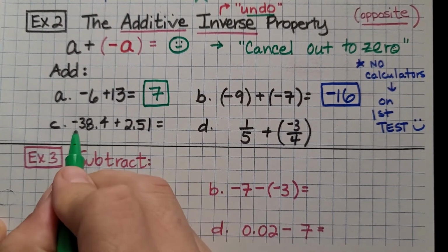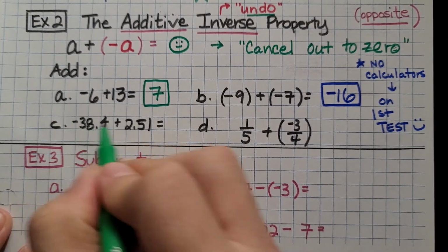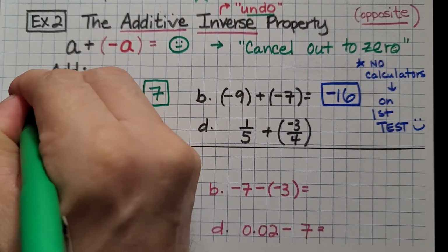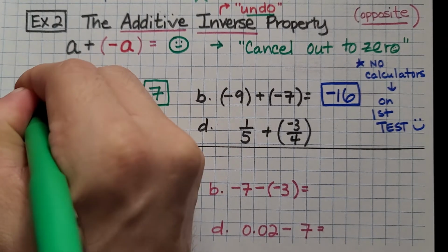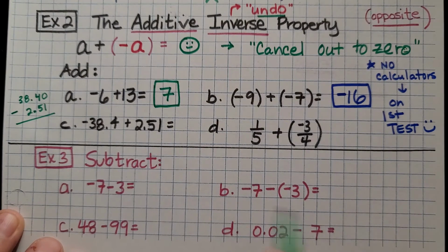Like this right here. What did we say to do when the signs are different? We actually subtract them. I'm going to take the one that looks bigger, the 38.4, put it on top, and subtract 2.51 from it, and it's done something like this. Old school math, y'all.